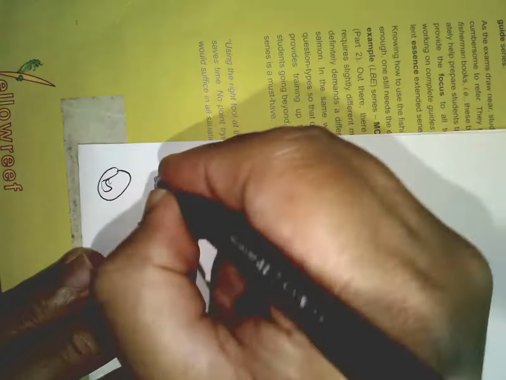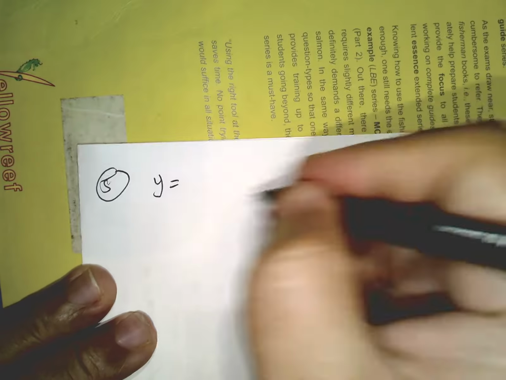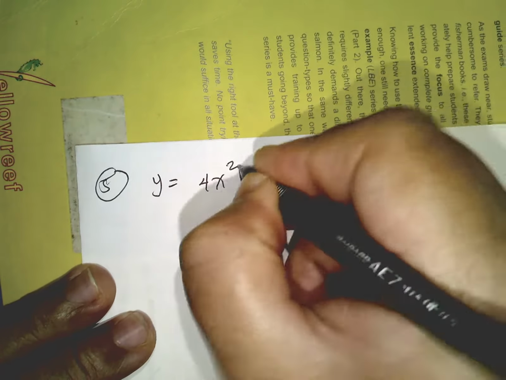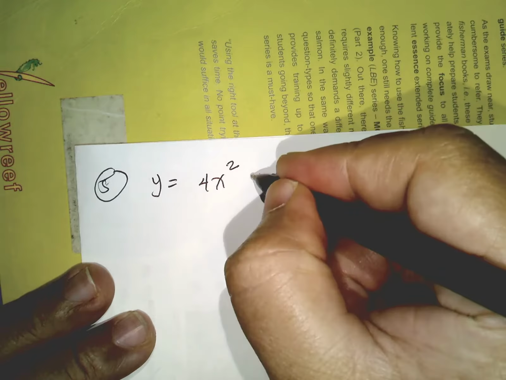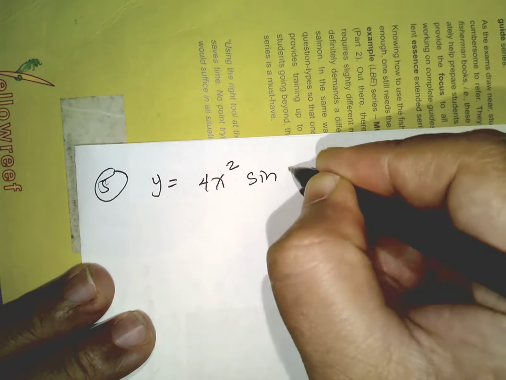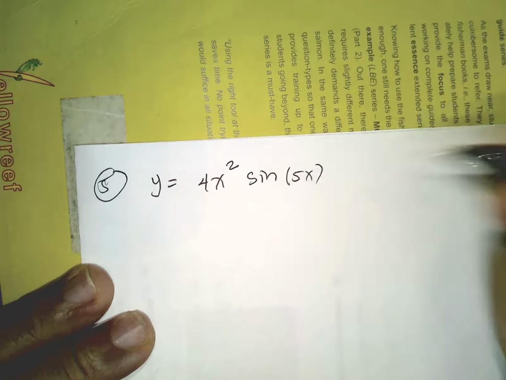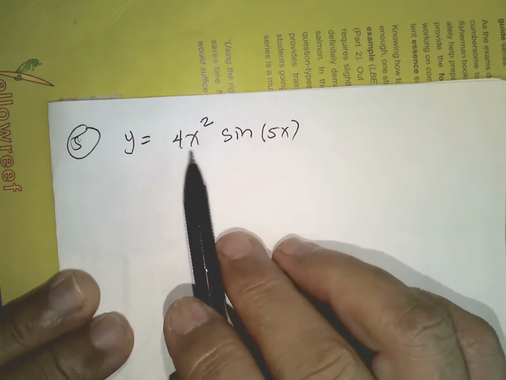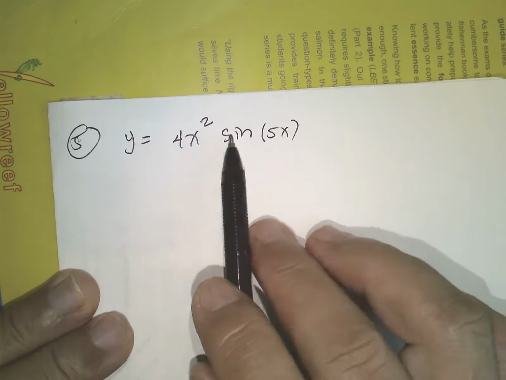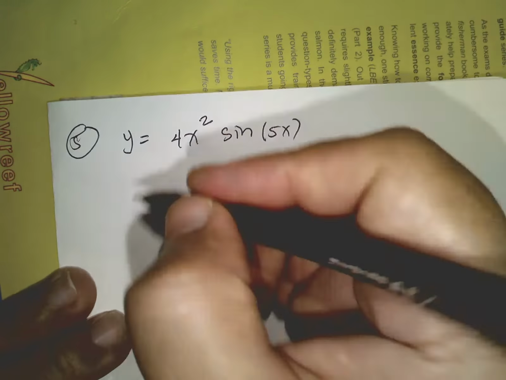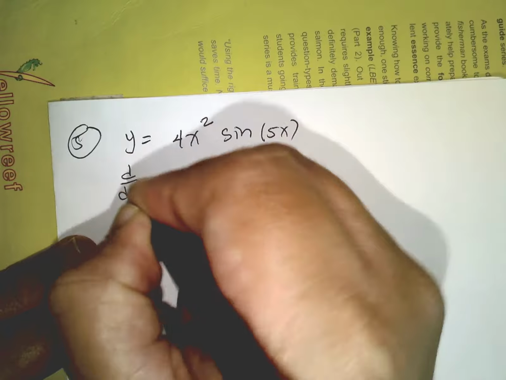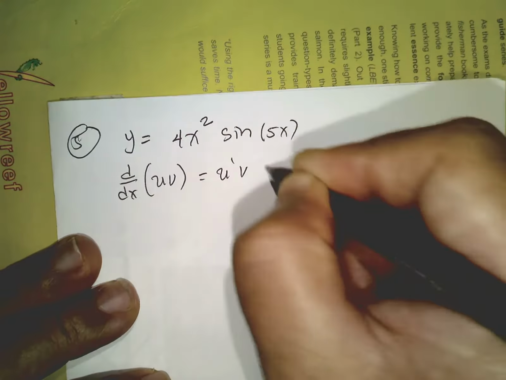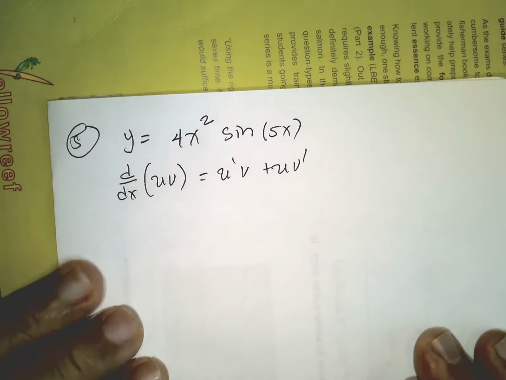Suppose I have this example. Example number 5. My y is equal to 4x squared sine of 5x. Alright. So again, in this case, this is a product. So this is your u, that is your v. So we need to use the formula d/dx is equal to u prime v plus u v prime.